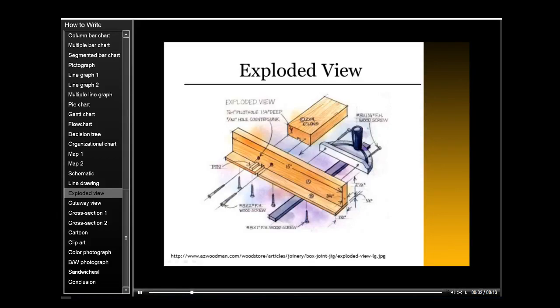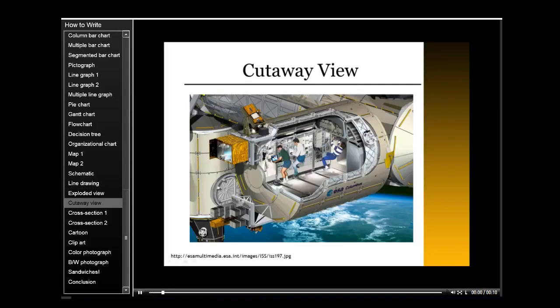We have exploded views. If you're not familiar with an exploded view, it's taking all the parts of a device and just pulling them apart, hanging them in space so you can see how they fit together. We have cutaway views. A cutaway view is some sort of object with a chunk taken out of it so we can see inside at the inner workings.